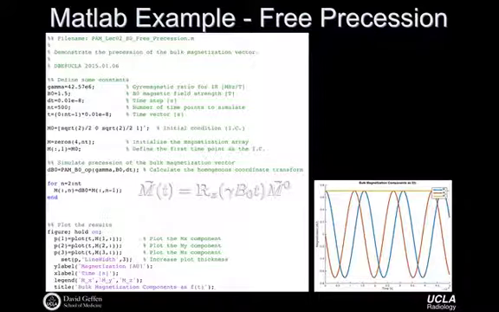Okay, so let's talk about how we would simulate free precession, right? Again, I'm going to define some constants. What's the background field that I care about? What's my gamma that I care about? And then I'm also going to give myself some initial condition. My bulk magnetization has to have some condition.